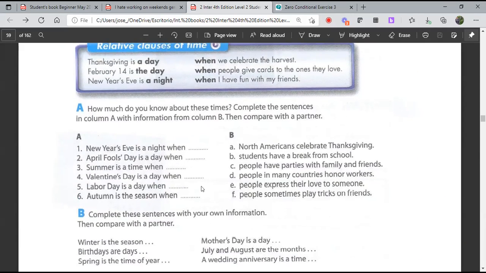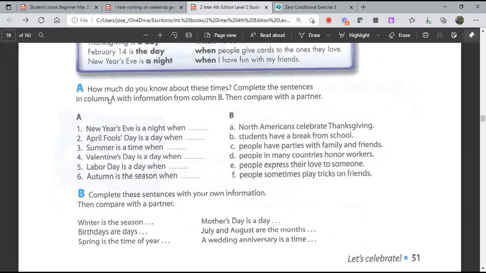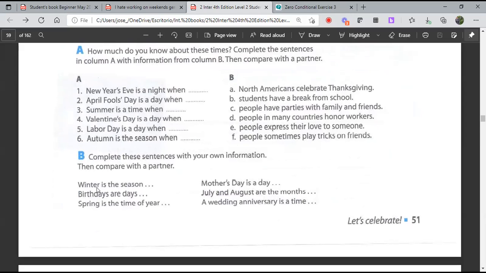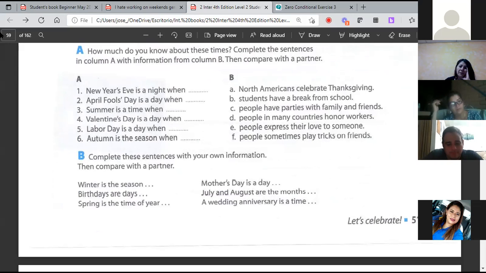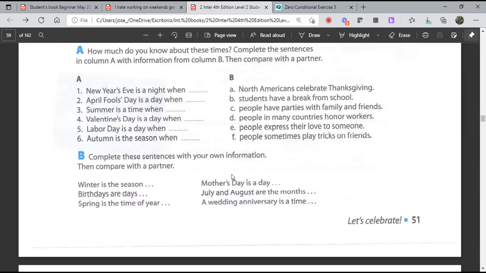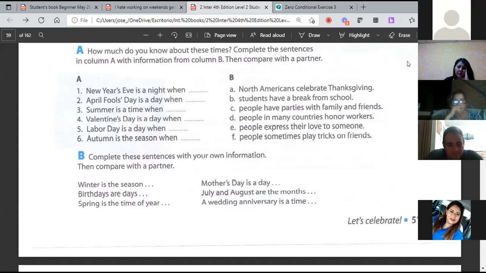Good. So we're going to complete part A, which is this one. Match the column, these holidays and celebrations, with part B, and you're going to complete these sentences. For example, winter is the season when. Birthdays are days when. Spring is the time of year. We don't have spring over here, but maybe in the United States. We can say spring because spring here is like Semana Santa, the Holy Week. Mother's Day is that day, or Father's Day. July and August are the months. A wedding anniversary is a time. And you can add two more. I'm going to ask you as a big favor to think of two more holidays or celebrations that we have here in El Salvador, please.